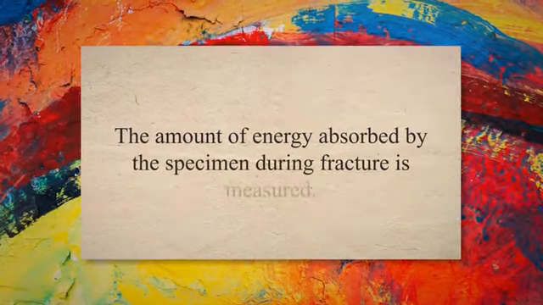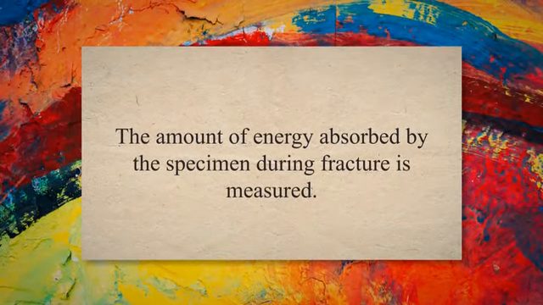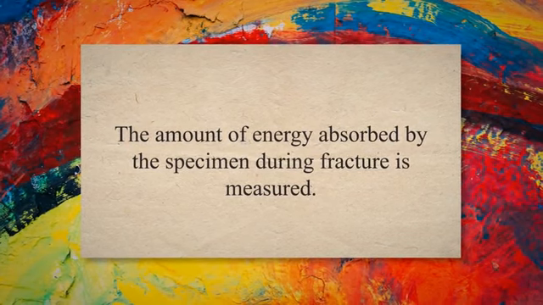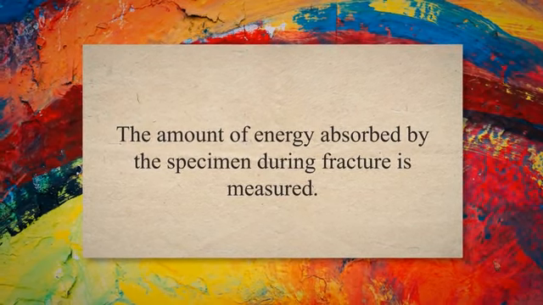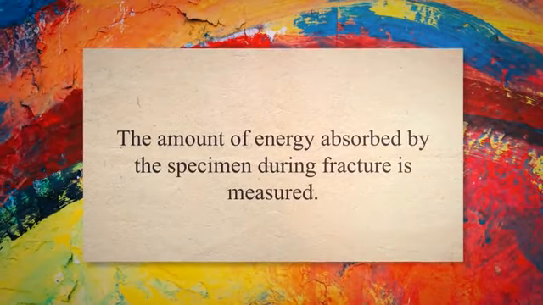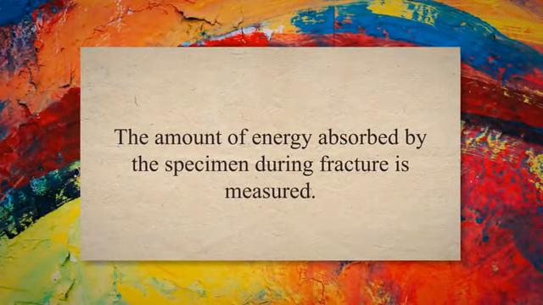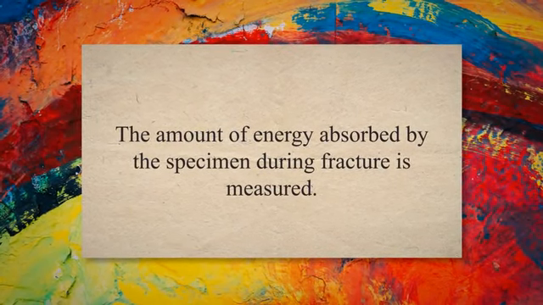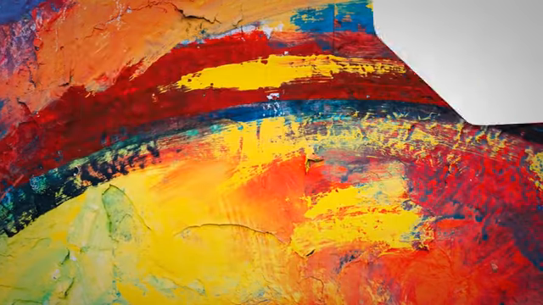Drop weight impact test. In this method, a weight is dropped onto a test specimen from a specified height. The amount of energy absorbed by the specimen during fracture is measured. Ballistic impact test. In this method, a projectile is fired at a test specimen. The amount of energy absorbed by the specimen during fracture is measured.